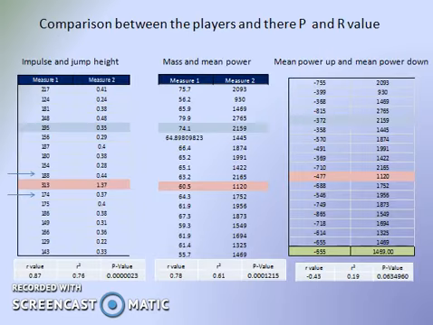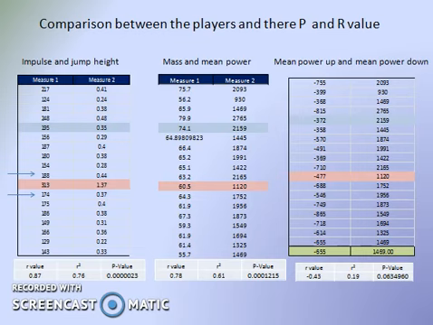Now I'm going to compare the players once again and compare their P and R value. Impulse and jump height have a positive correlation, as it's a positive R value, and it is significant because the P value is below 0.05. This could show that the bigger the impulse you have, the higher you'll be able to jump.